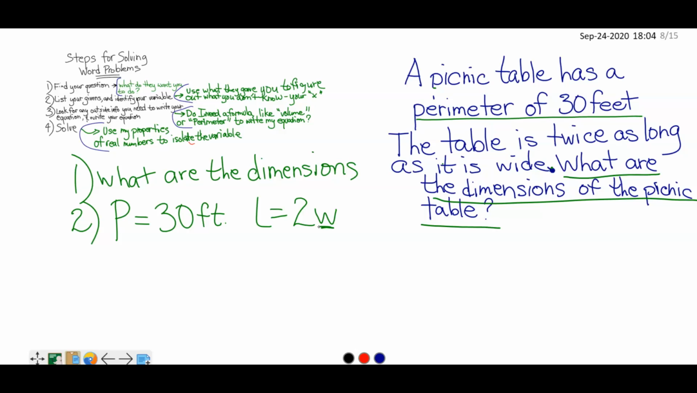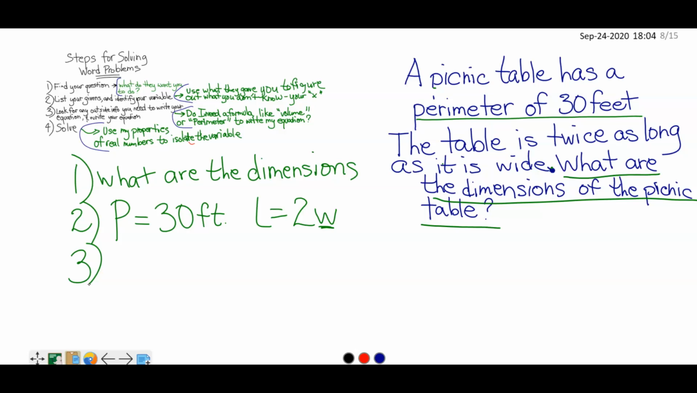So now let's look at step 3. So let's look and see, can we just write our equation right now? Or do we need a formula? Is there other information we need to understand to be able to do this? And if you think about it, we do need help with our equation. This is not a straightforward problem.